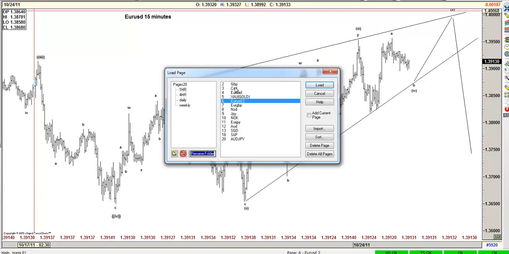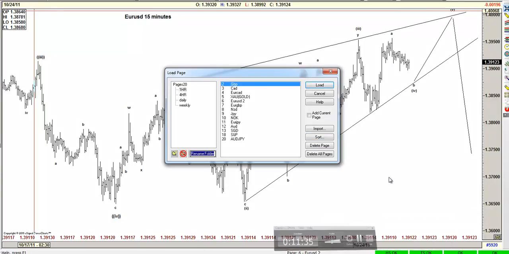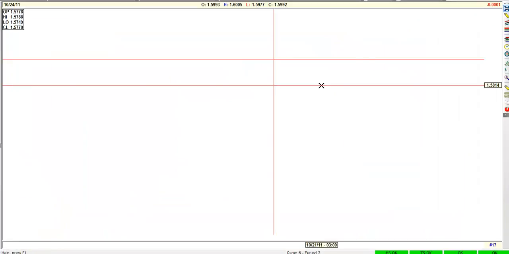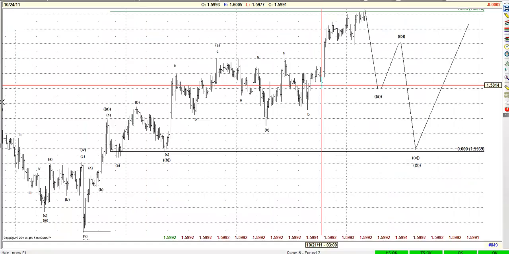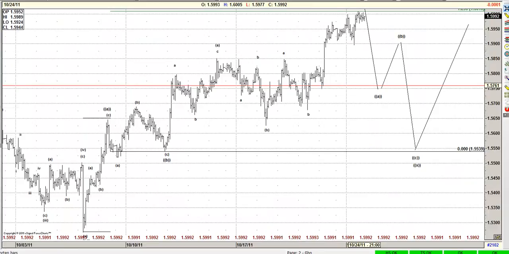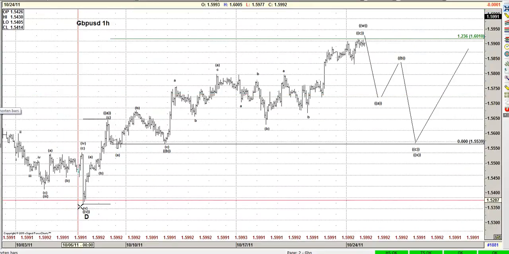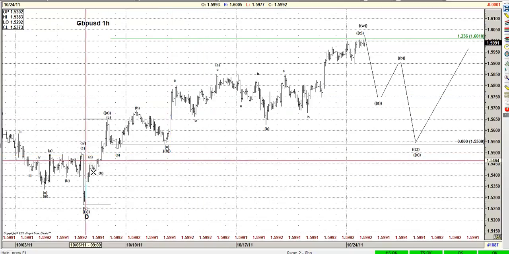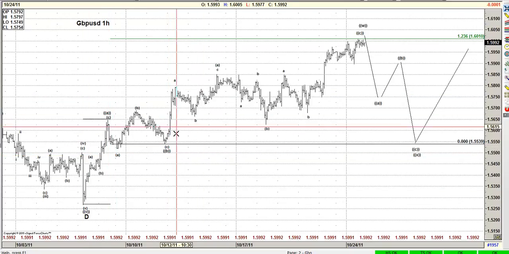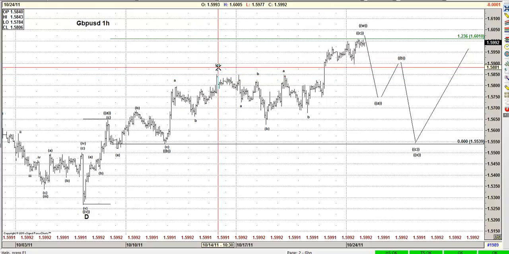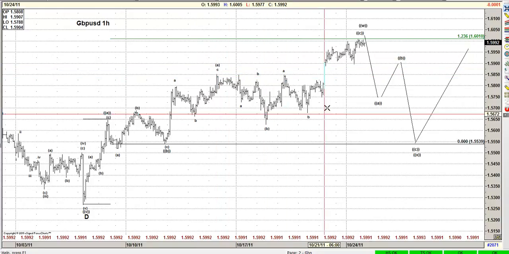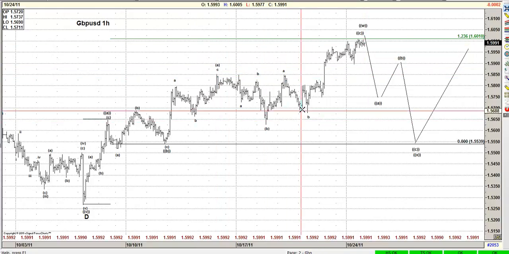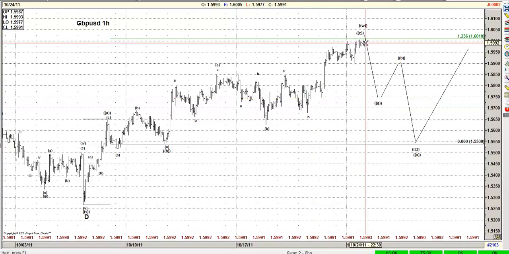Now, let's take a look at the other pair that I want to show you guys, which is cable. Cable is also calling for almost a cycle coming to the end. Look, A, B, C, A, B, C, A of lesser degree, a B, Z. I can see even 5 waves coming to the end from here.